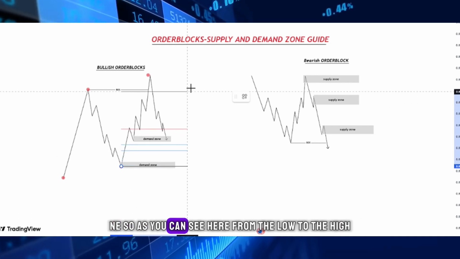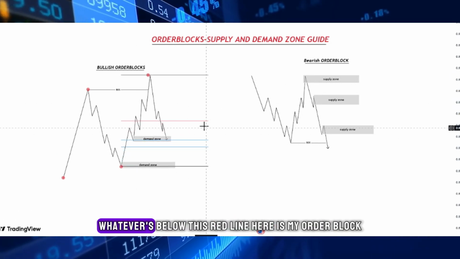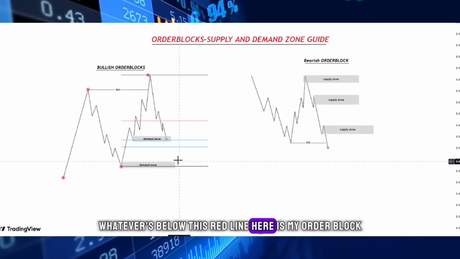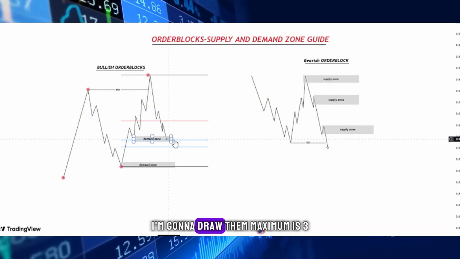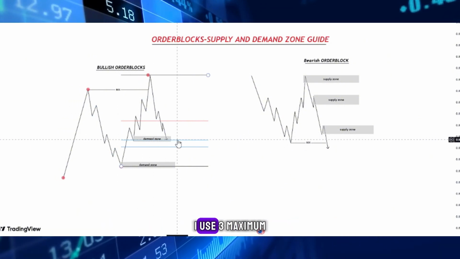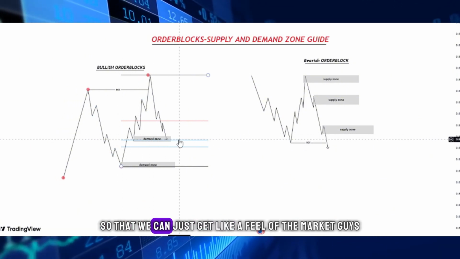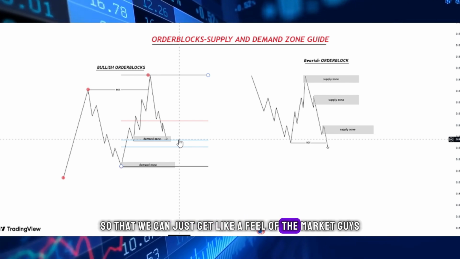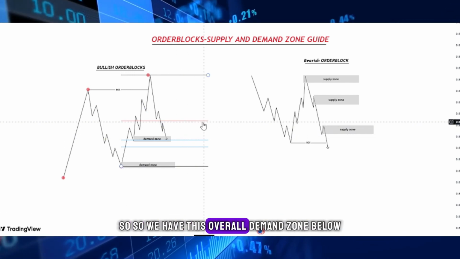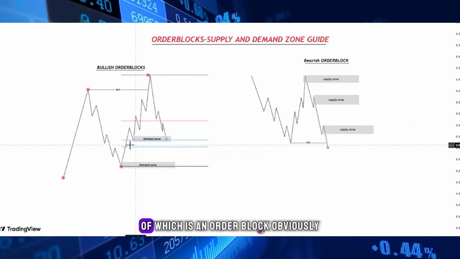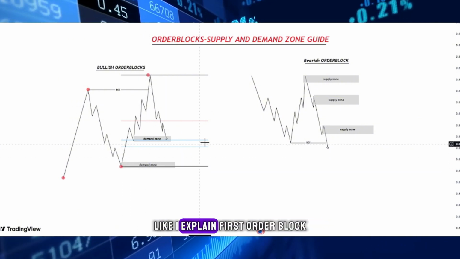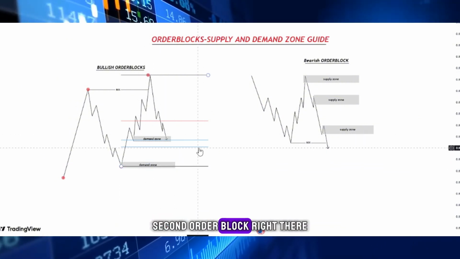Now, as you can see here, from the low to the high, whatever's below this red line here is my order block. I'm gonna draw them. Maximum is 3. I use 3 maximum so that we can just get a feel of the market, guys. So we have this overall demand zone below, which is an order block, obviously, like I explained. First order block, second order block right there.